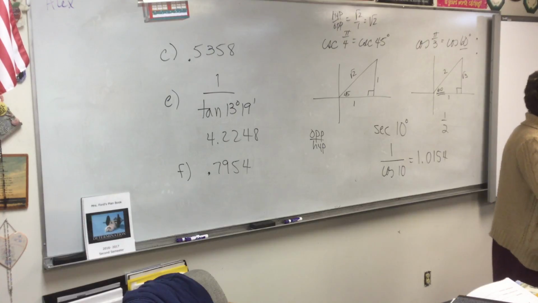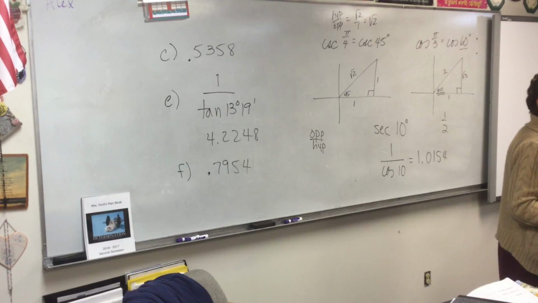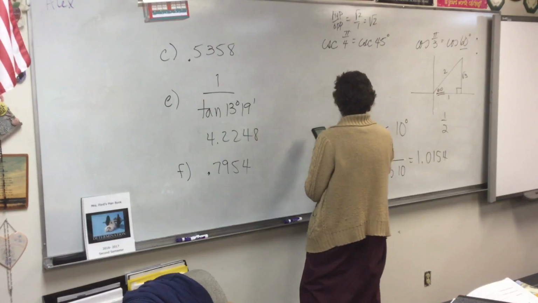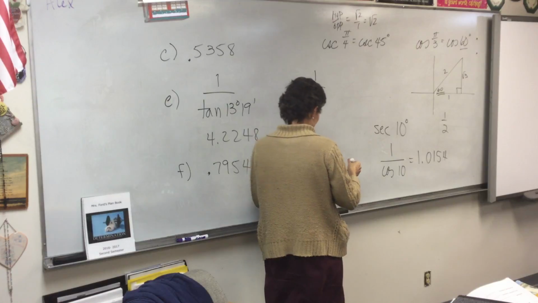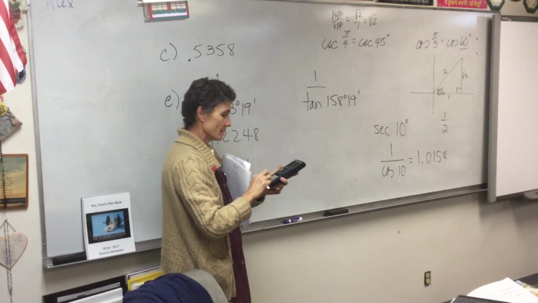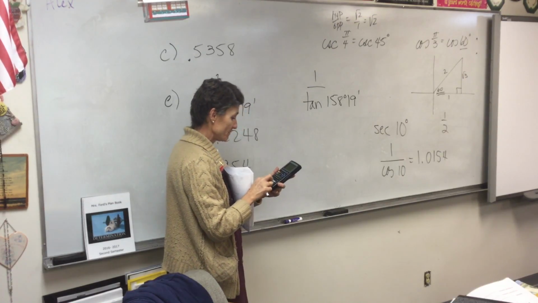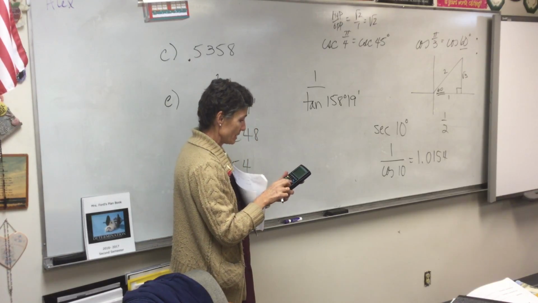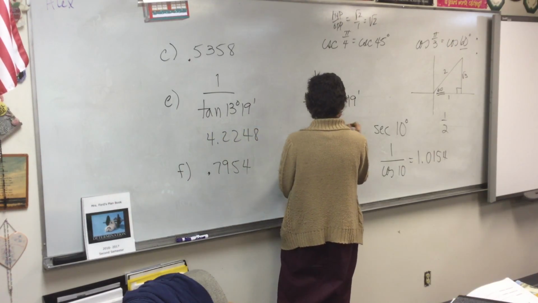All right, so now we're on to I. I is a cotangent. Shoot. How do I have to type a cotangent? 1 divided by tangent. So I am going to type 1 divided by tangent, 158 degrees, 19 minutes. So let's type that in. You should get negative 2.5150.